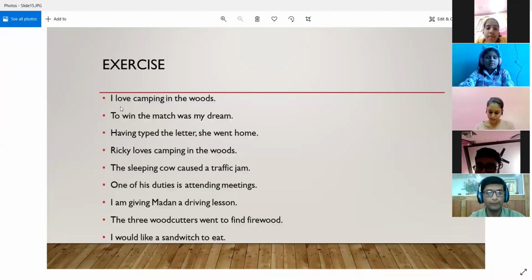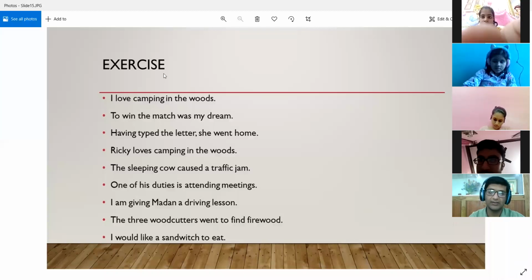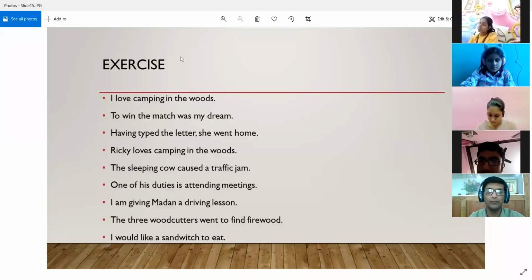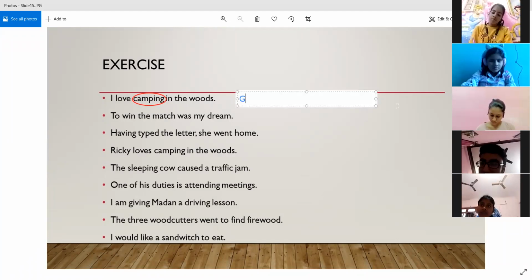Good afternoon, teacher. Sir, in this sentence, camping will be the gerund, because it is telling what I love. It is a noun. If we ask what do I love, the answer will be I love camping. So it is a gerund. Yes, thank you, sir. Navya, welcome.